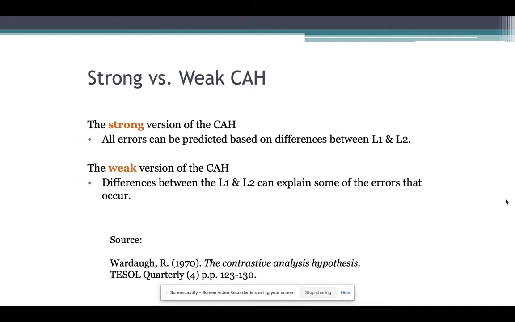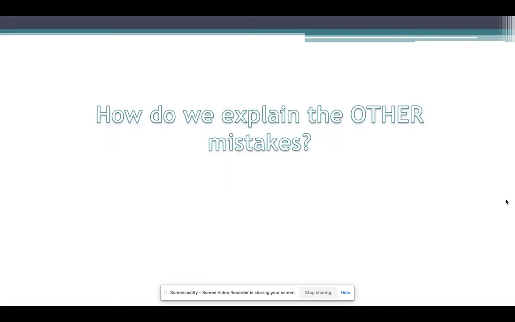Clearly, differences between the L1 and L2 did not always accurately predict and explain all of the errors made by language learners. The weak CAH conceded that only some learner errors can be explained by comparing the L1 to the L2 and identifying the differences. In other words, the weak CAH conceded that some errors cannot be explained by L1 interference. So, then what about the other errors? How do we explain them?